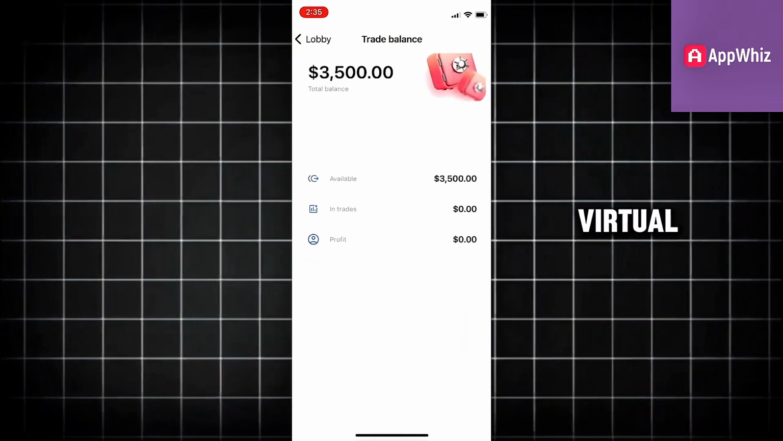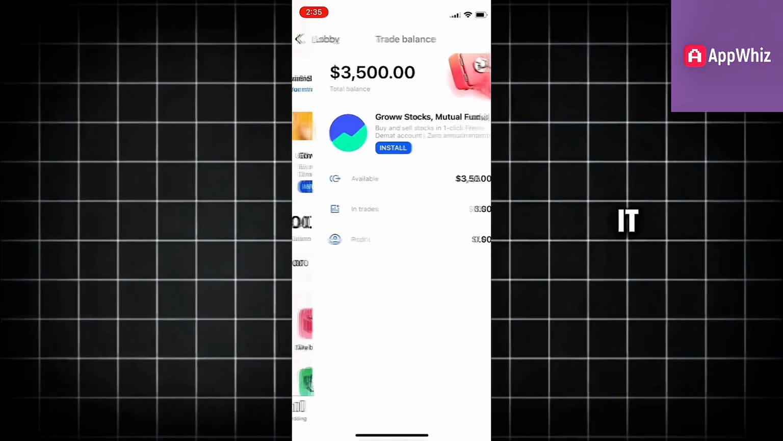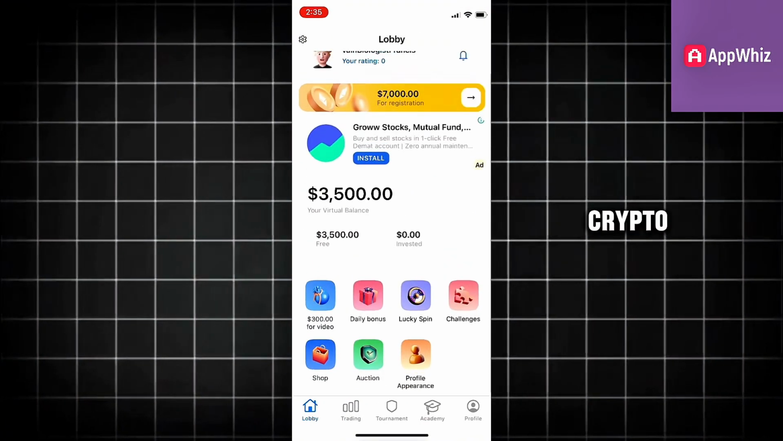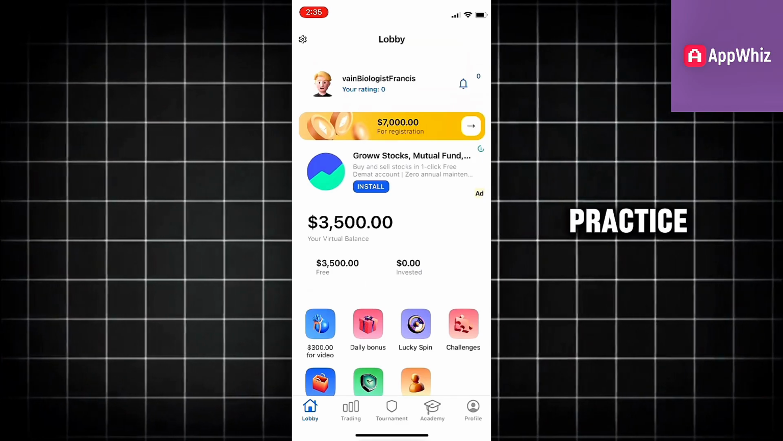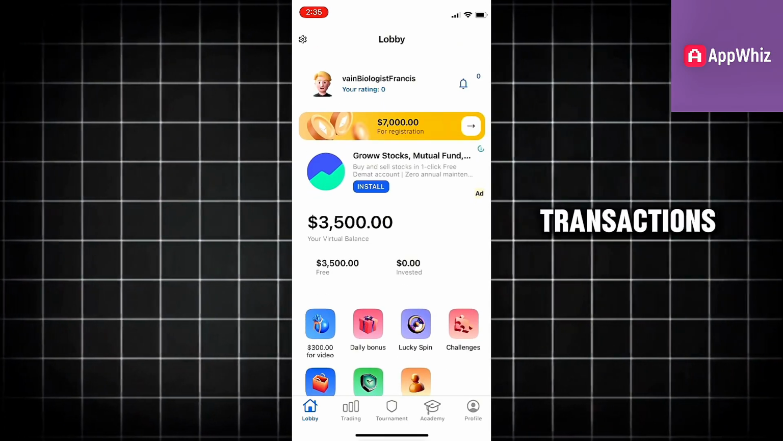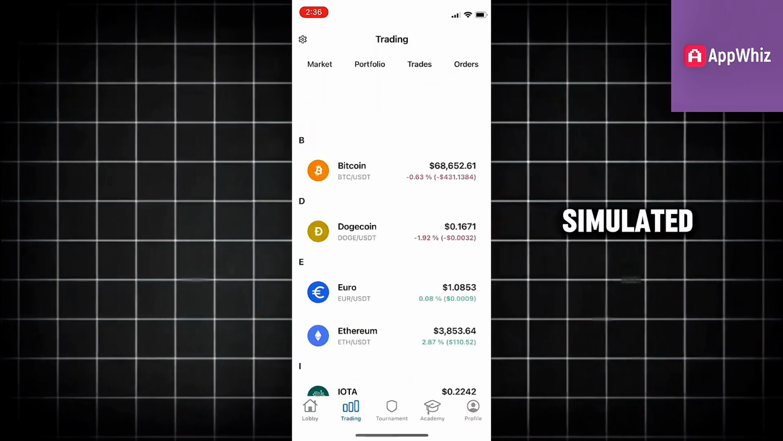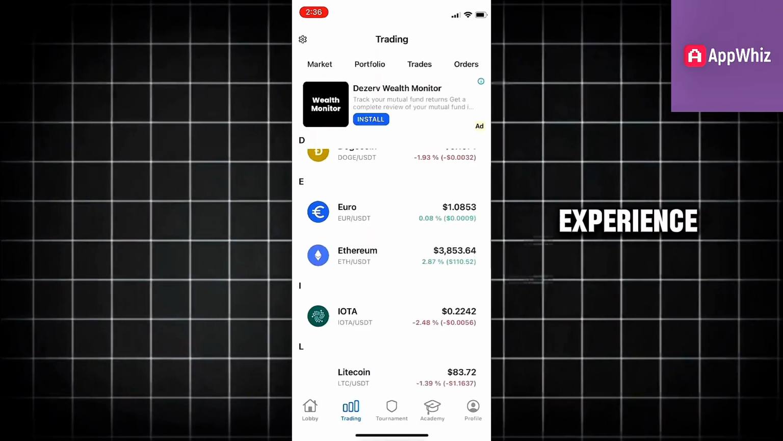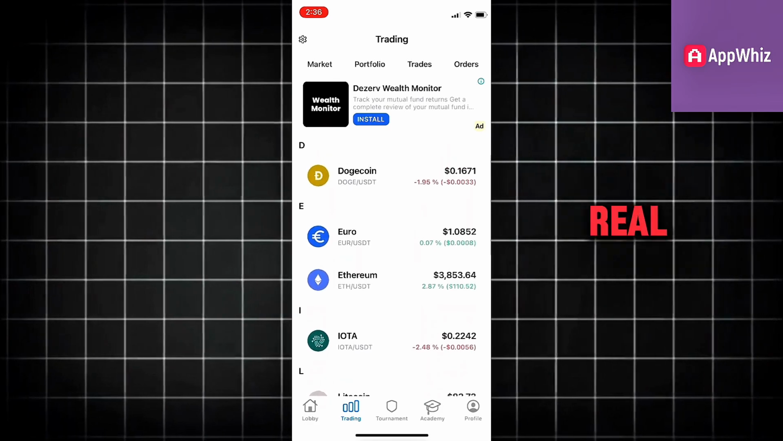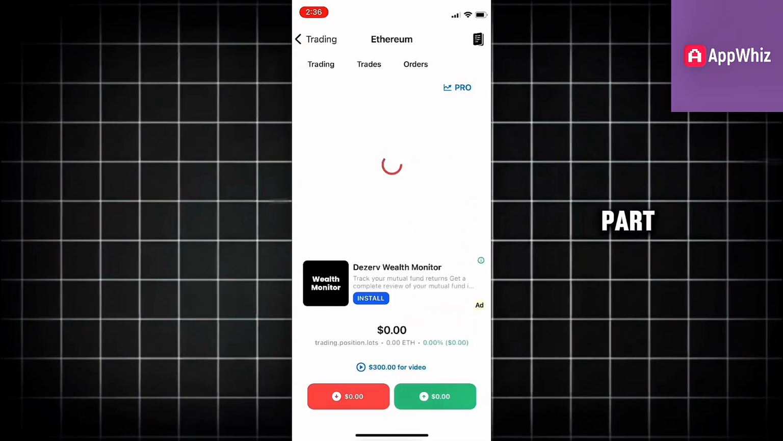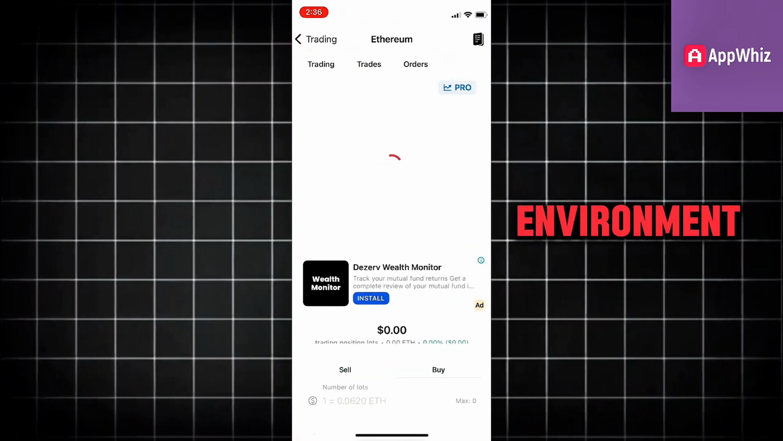If you see your virtual balance under your funds, it means the money isn't real because Crypto Guru functions as a trading simulator. It's designed for practice, not real transactions. The app uses simulated funds to mimic the trading experience without financial risk. Since the funds are virtual, there is no real money to withdraw. It's all part of the simulation to provide a learning environment.